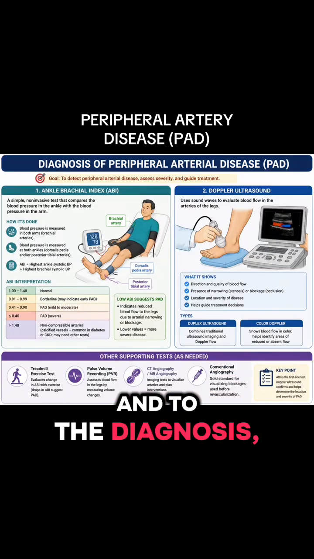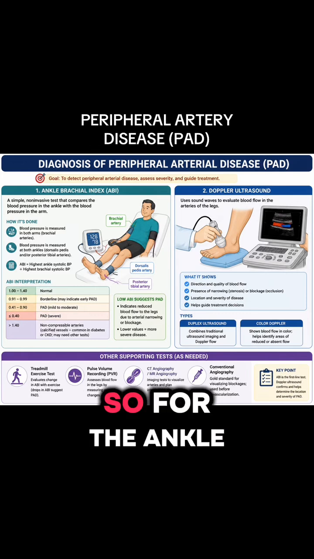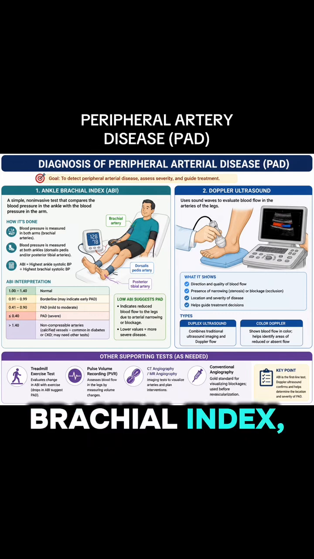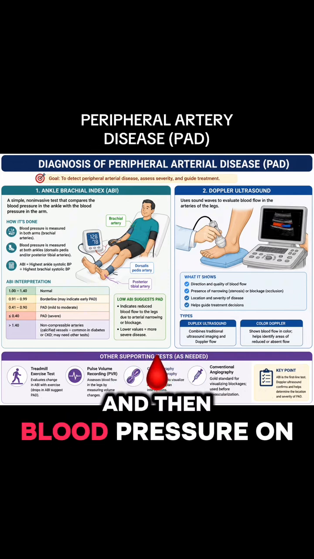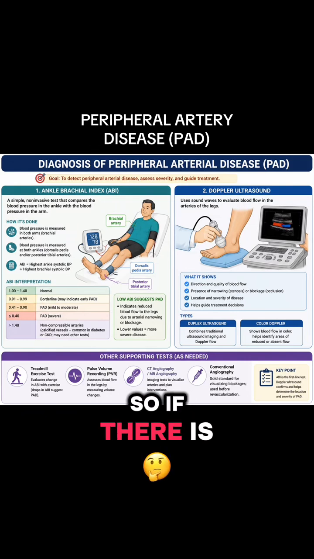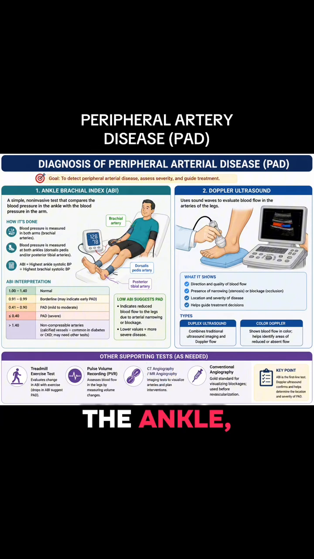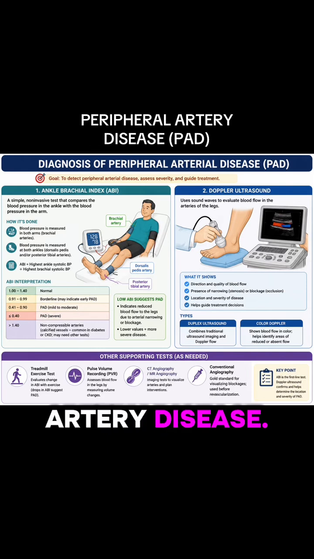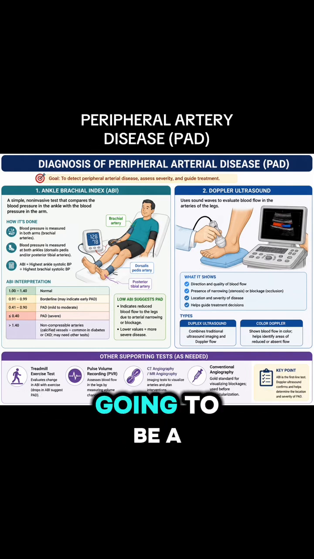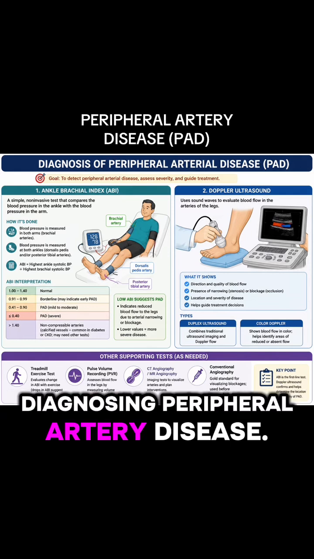And to the diagnosis, the main diagnosis here we can do is the ankle brachial index. For the ankle brachial index, we are going to compare blood pressure in the ankle and blood pressure on the arm. If there is a decrease in blood pressure in the one at the ankle, then we can conclude that this is peripheral artery disease. Another diagnostic tool is going to be a Doppler ultrasound. So these are the diagnostic tools used in diagnosing peripheral artery disease.